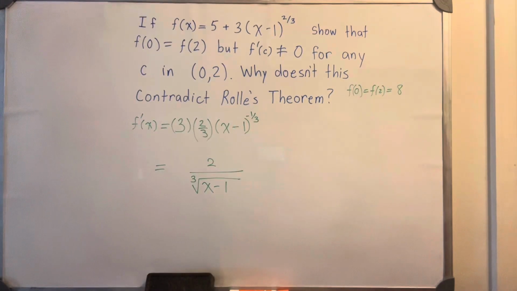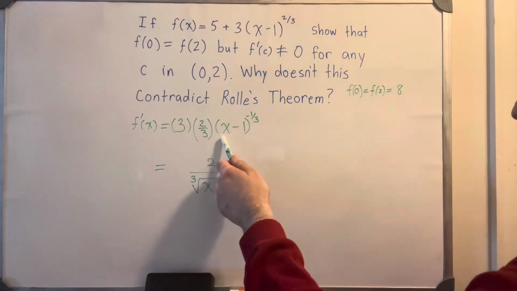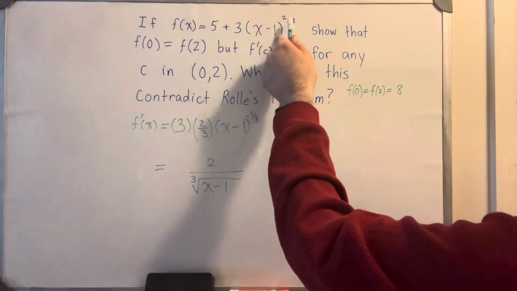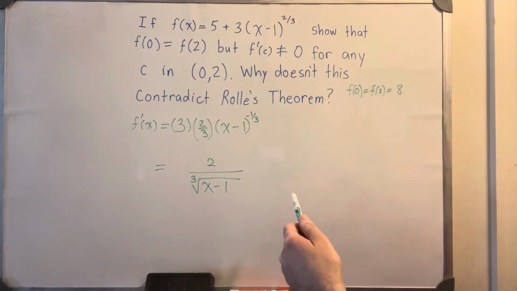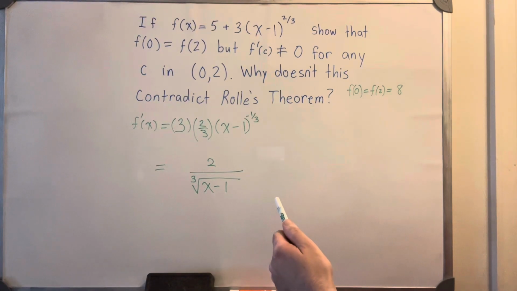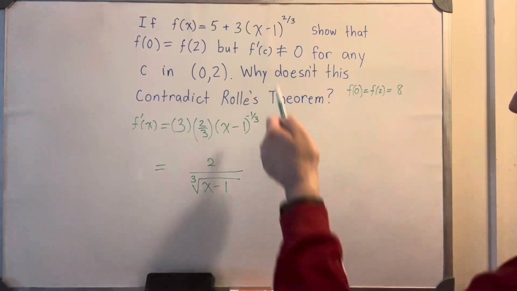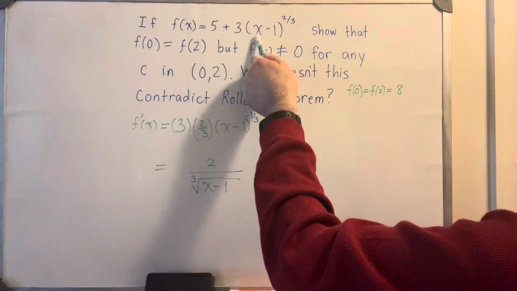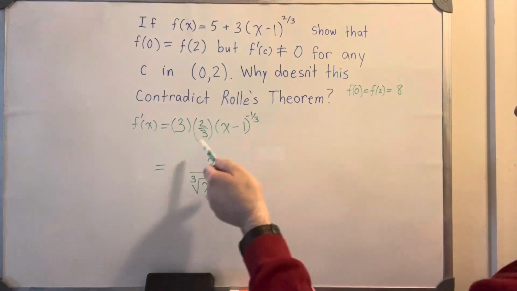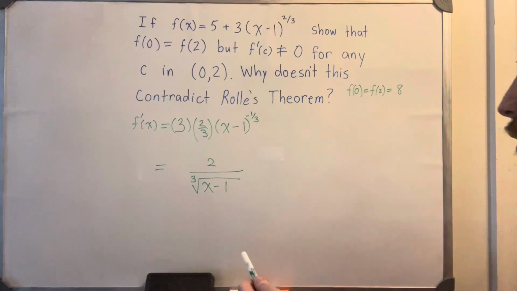And here's the derivative. I took the chain rule and applied it here. 2/3 times 3 times (x minus 1) to the 2/3 minus 1, which is negative 1/3. And the derivative of this inner function x minus 1 is just 1. So it ends up being 2 over the cube root of (x minus 1).